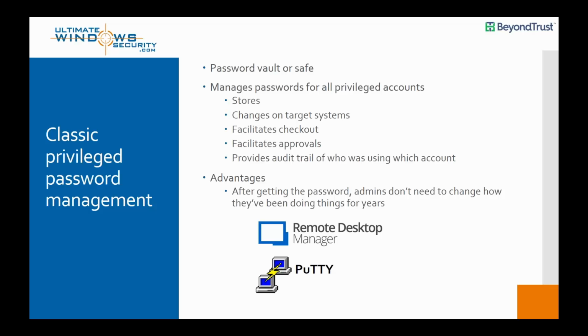A PPM also facilitates checkout and approvals, and it gives you an audit trail, at least of who had access to what account at what time. So what we mean by that is that Bob had access to the root account on Linux server 21 or something like that. But it stops there.